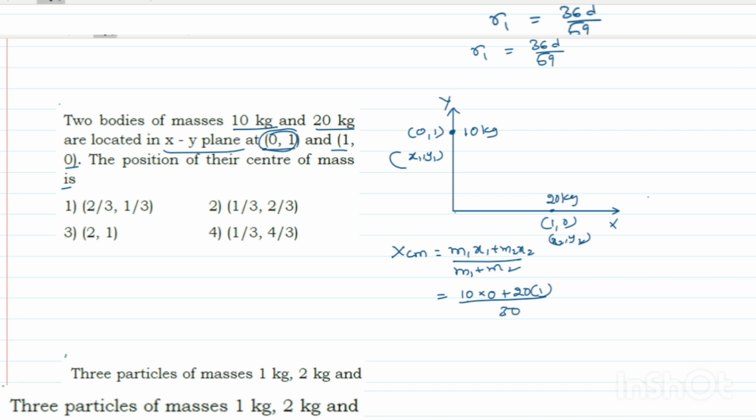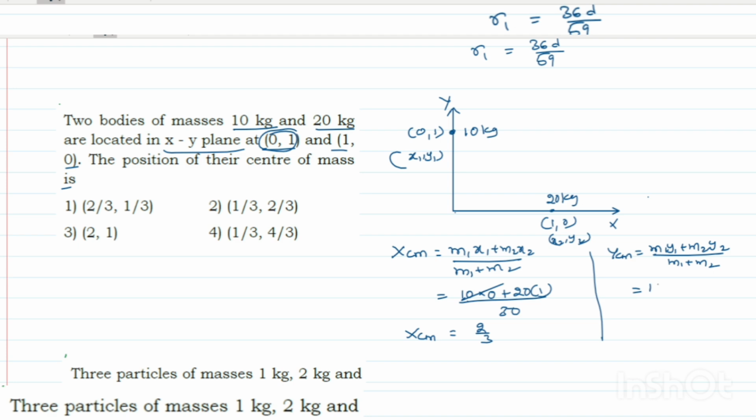So together when you are simplifying, it will get cancelled, 20 by 30. The XCM value here we will be getting as 2 by 3. In the same way, here you just calculate the YCM also, which will be equal to M1 Y1 plus M2 Y2 by M1 plus M2.